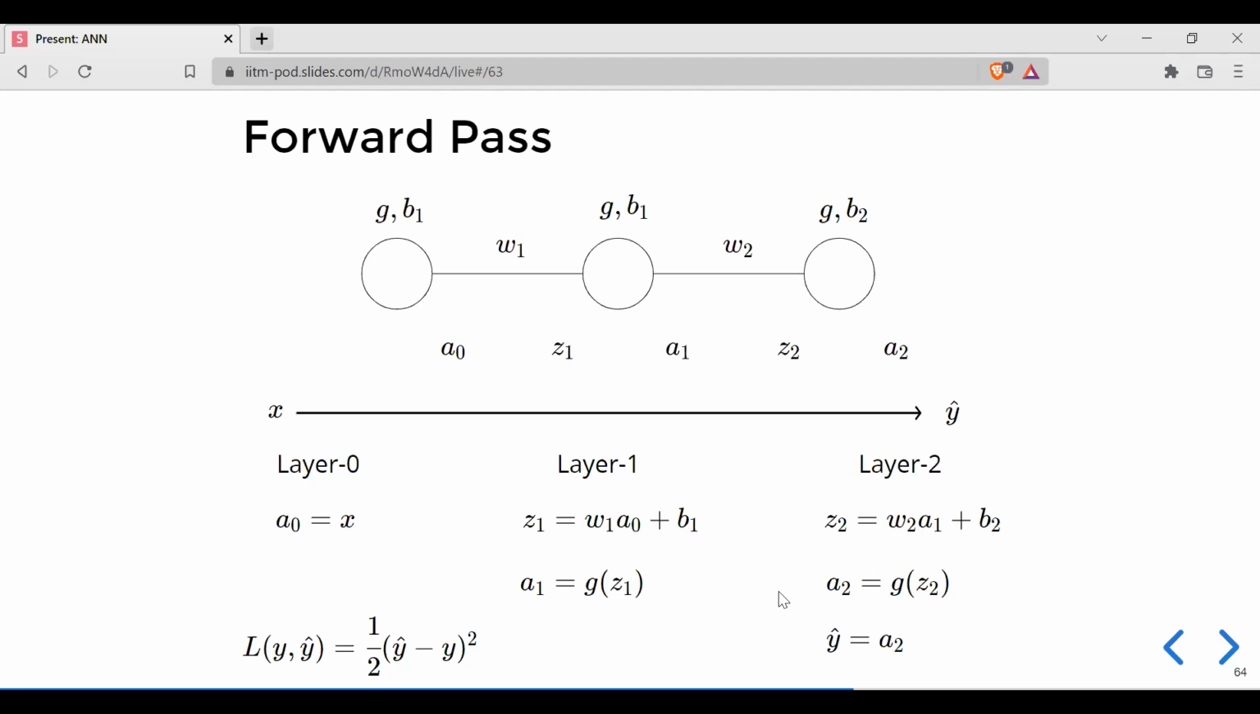Now you have the parameters W2, V2, W1, V1, and these parameters you need to learn. So you will go in the backward direction. First you will learn W2 and V2. So you will find the derivative of the loss function with respect to W2 and V2. This is your loss function, the sum of squared error.